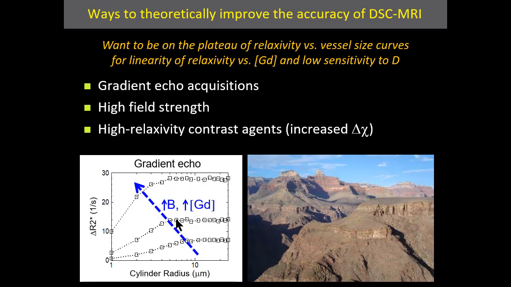So it also turns out that these size dependence curves shift up and to the left with increasing field strength and contrast agent concentration, broadening the extent of the plateau. And so gradient echo acquisitions at high field strength made with high relaxivity contrast agents all theoretically improve the accuracy of DSC-MRI and are therefore desirable in clinical practice.